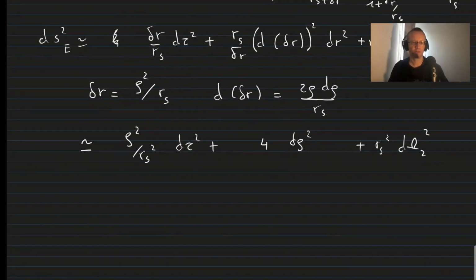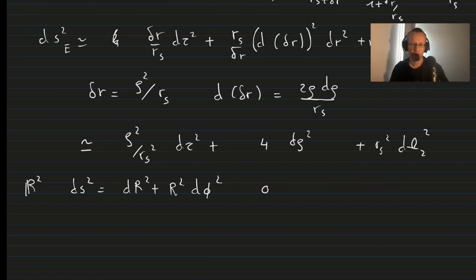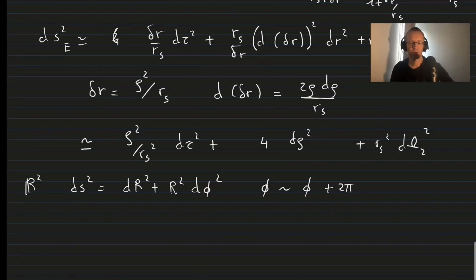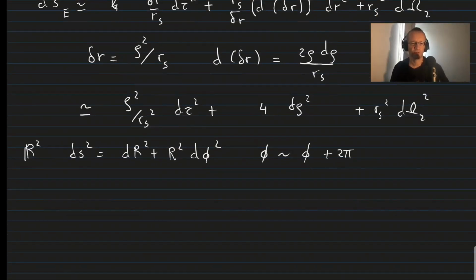Now we should compare this to the metric on R2. On R2, the regular metric has the form dr squared plus r squared d phi squared, where phi is an angular variable identified with period 2 pi. If you have this metric, we have a regular metric at r equals 0. It's just the ordinary flat metric on R2. However, if the periodicity would be different, we would have a conical singularity at r equals 0.